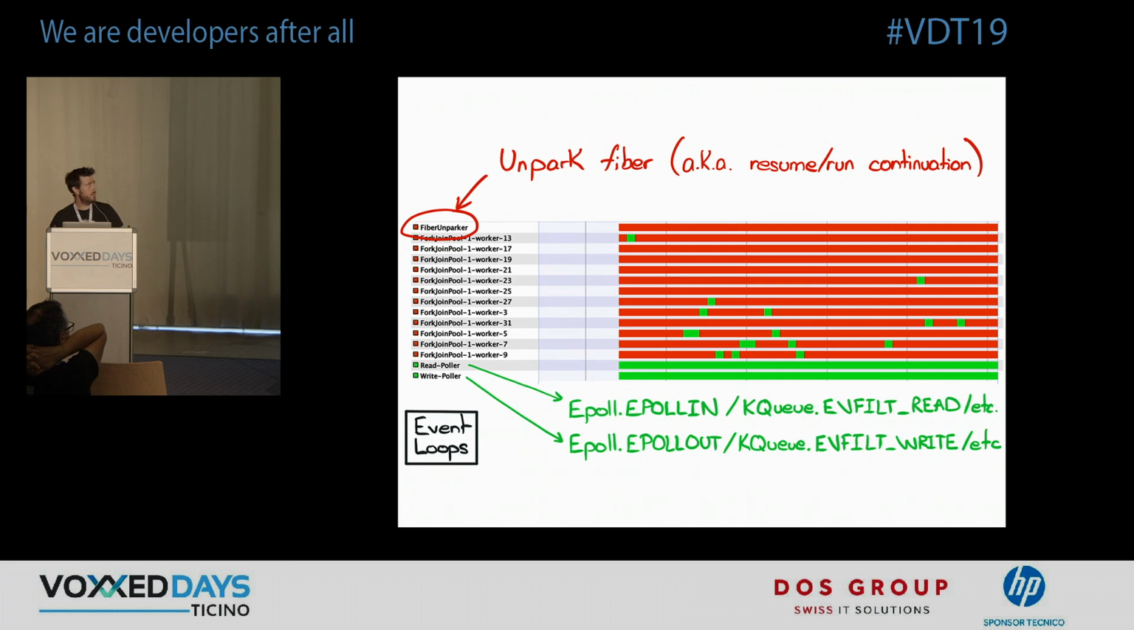First, the fiber unparker is the one that is responsible for resuming the continuations when the result of the asynchronous call is available, and it's notified of the results of those asynchronous calls by those 2 threads, read poller and write poller, which are actually event loops, same as you've seen in the native reactive implementation, that are just attaching monitors to file descriptors and seeing if they can write or read from sockets.